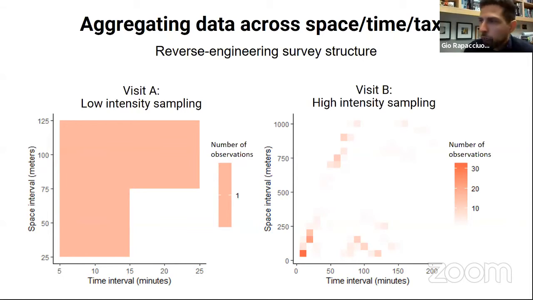And so we have a total of 3 observations here in relatively short time, 25 minutes and about 100 meters or so. On the right here, visit B is a much more comprehensive sampling event where we actually have tens and tens of observations here over hundreds of minutes and walking across 1,000 meters or so. And so that looks like much more of a comprehensive sampling event on the coast. And we can start telling those two events apart and giving perhaps more confidence in the high intensity sampling one compared to the lower intensity one.